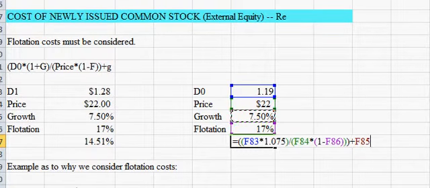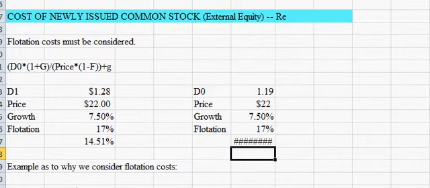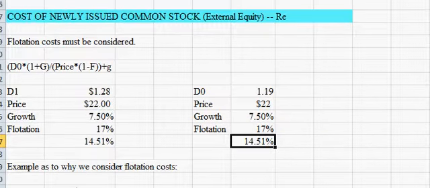So your formula should look like this. Get rid of some decimals here. And we end up with about this, pretty much the same thing.